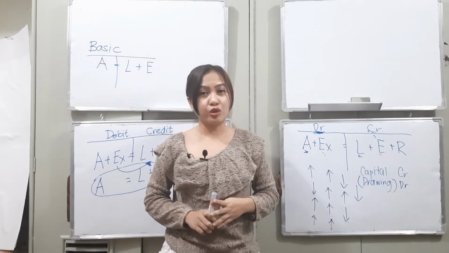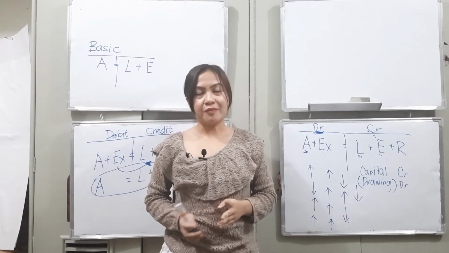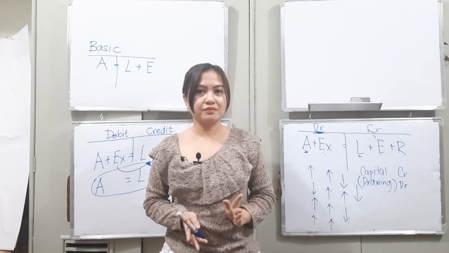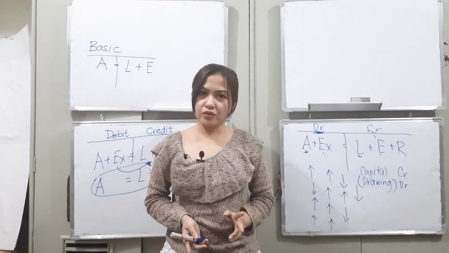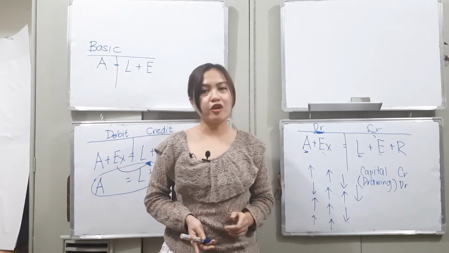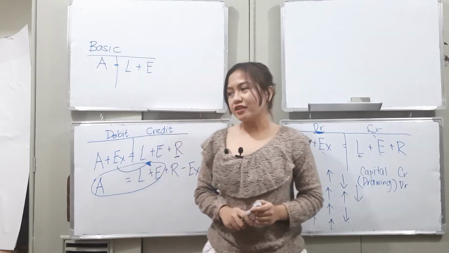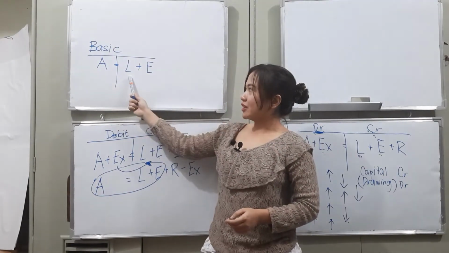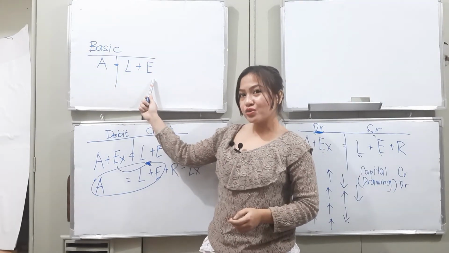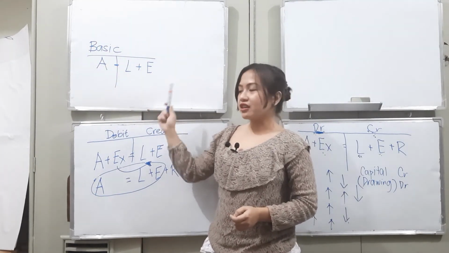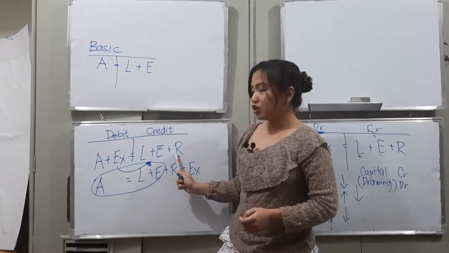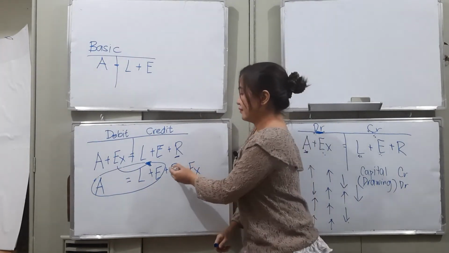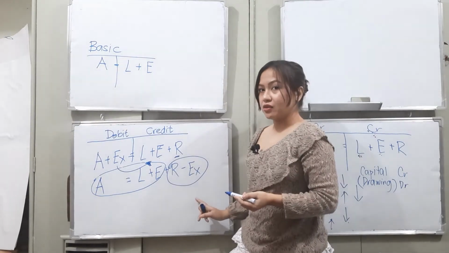At the same time, you must know whether it belongs to the statement of financial position or the balance sheet, or whether it belongs to the income statement or the statement of comprehensive income. So how would you know whether that is the balance sheet? The ones found in your basic accounting equation, asset, liability, and equity, are for your balance sheet. While income statement, it's your revenue and your expense. This is your income statement accounts.